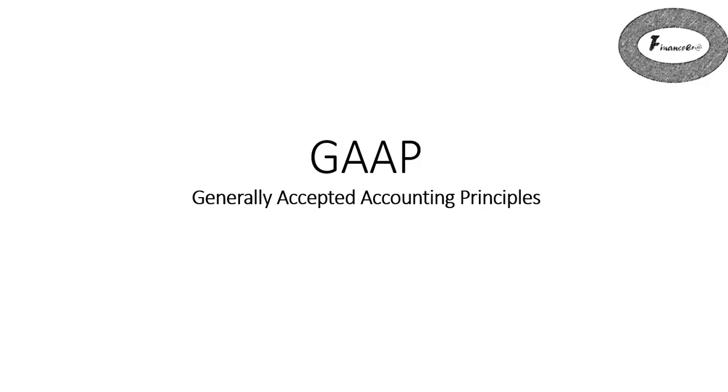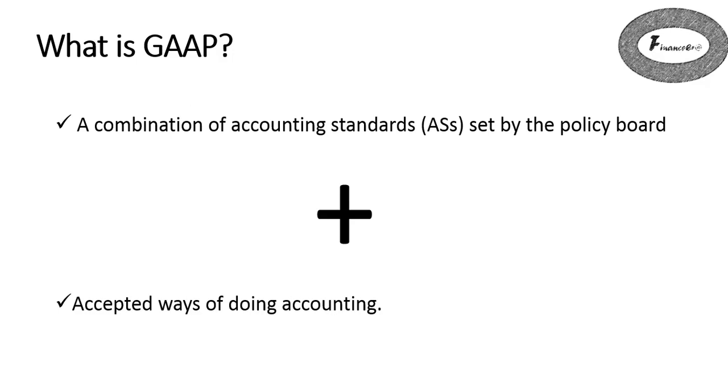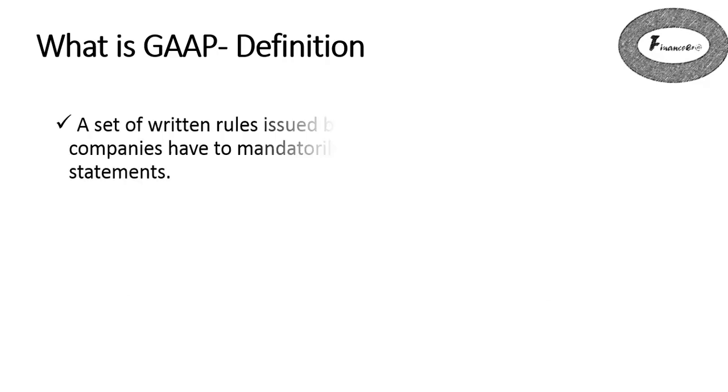Today, we would be discussing GAAP, which is Generally Accepted Accounting Principles. So, what is GAAP? A combination of accounting standards set by the policy board plus accepted ways of doing accounting. So, let us have a better understanding by looking at the definition of GAAP.